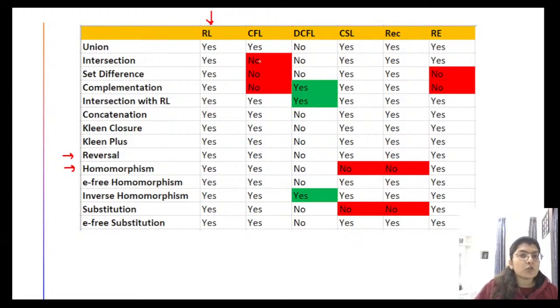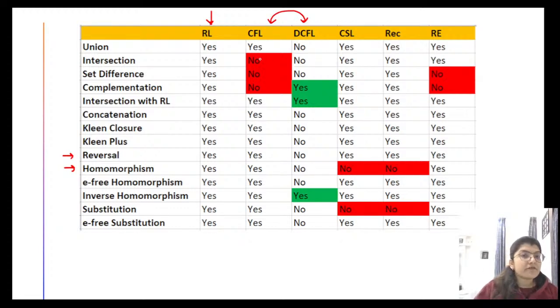CFL is not closed under three things. What are these? Intersection, set difference, and complementation. So CFL is closed under everything except three, that is intersection, set difference, and complementation. DCFL is not closed under everything. It is only closed under three things. So CFL and DCFL are reverse of each other.